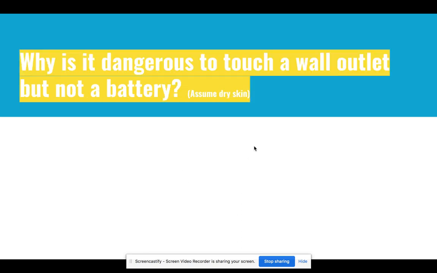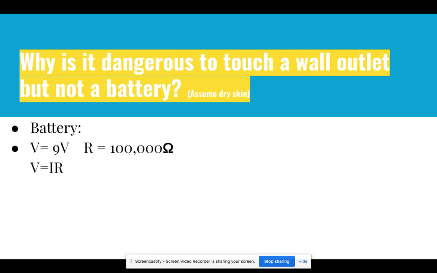So why is it dangerous to touch a wall outlet, but not necessarily a battery? We're not talking about a car battery. Car batteries are a little bit different. We're just talking about a regular, normal battery. Take a 9-volt battery. Sometimes, if I want to see if a 9-volt battery even works, I'll stick it on my tongue, which probably isn't the best idea, but it will give you a little shock and you see if the battery works. That's mostly because it's not going to cause a lot of current.